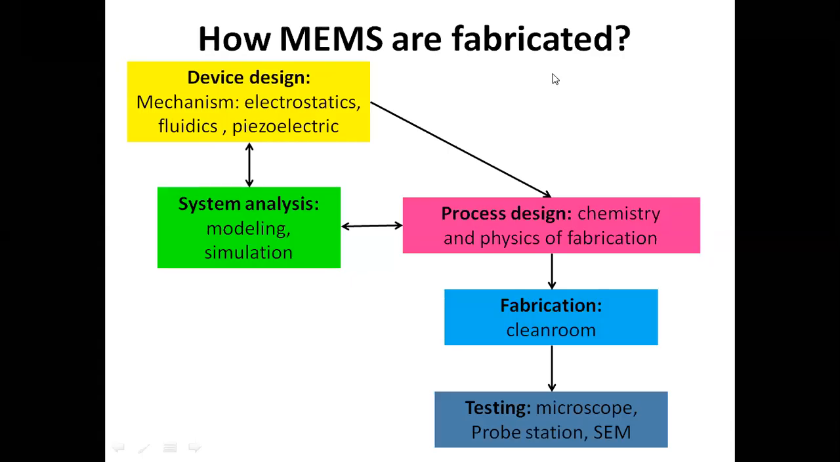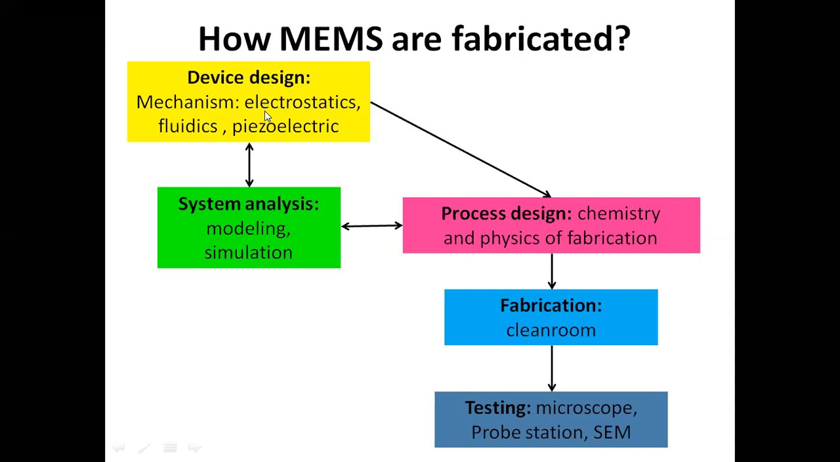Okay, Bismillahirrahmanirrahim. So, the first topic that we would be discussing today is how MEMS are fabricated. As you know, in engineering, the first phase of making a product is the design phase. So, we would start with the device design, and in the design, you have to first select the mechanism. What should be the mechanism for the device?